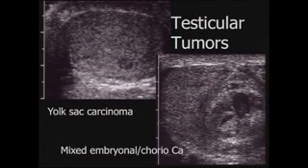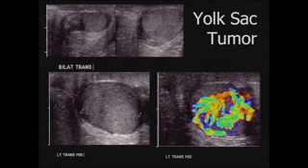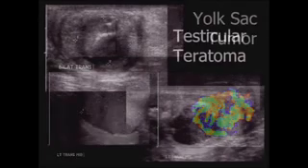So just some images of testicular tumors. Again, just a large mass, yolk sac carcinoma. This more heterogeneous mass ended up being a mixed embryonal and choriocarcinoma. Here's another yolk sac tumor, nothing particularly distinctive about its appearance. This is actually the tumor with a compressed rim of testis around it. And you can see on this fairly large lesion that it's very hyperemic with color Doppler.